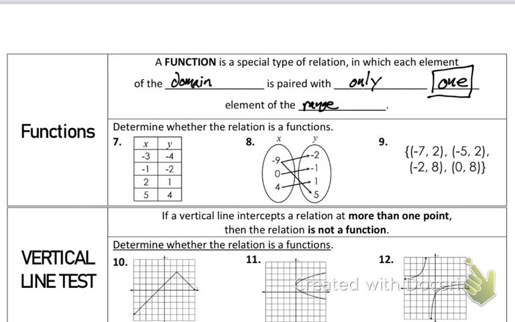So when I'm asking you to determine whether a relation is a function, you're going to make sure -3 just goes to one number in -4. That works. -1 goes to -2, 2 goes to 1, 5 goes to 4. This is a function. I don't have any numbers in my domain that go to 2 elements of our range. So yes, this works. That's a function.